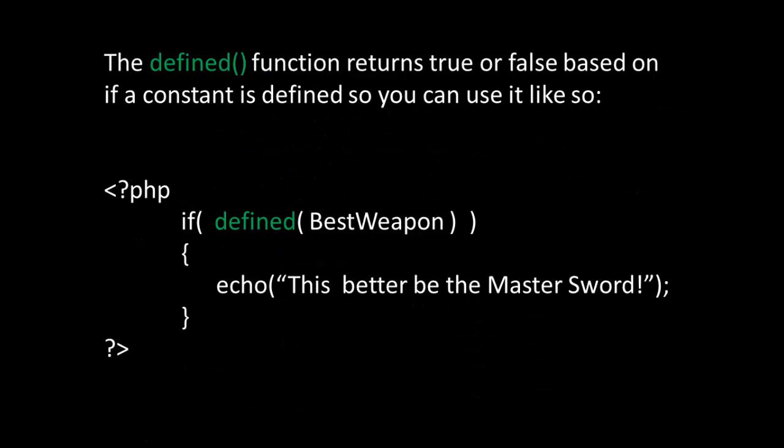The defined function, defined with a D at the end of it, returns true or false based on whether or not a constant has been defined. And you can use it like so. If you'll take a look at this bit of code, in the condition part of the if statement, we have defined and best weapon. So we're checking to see whether or not the constant best weapon has been defined. And if it has been, it'll simply display this better be the master sword in the HTML document being sent to the client.